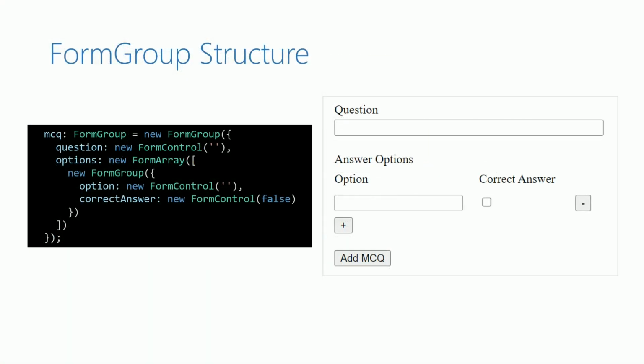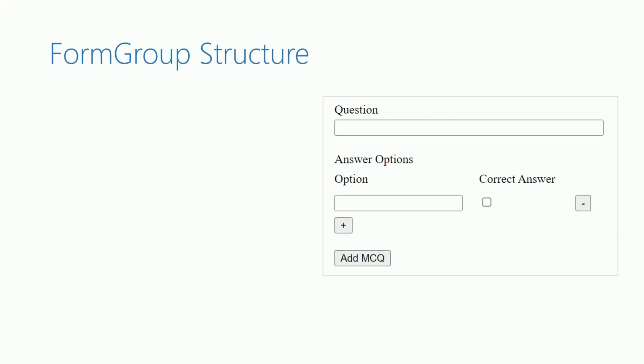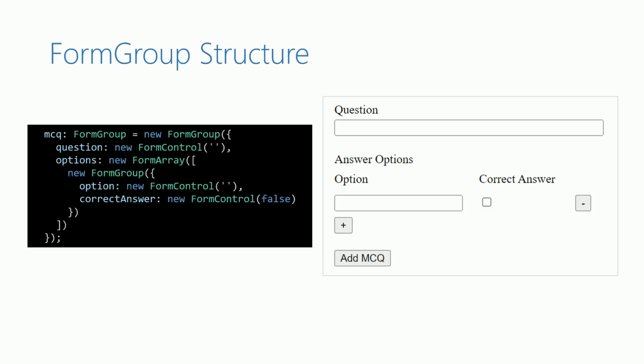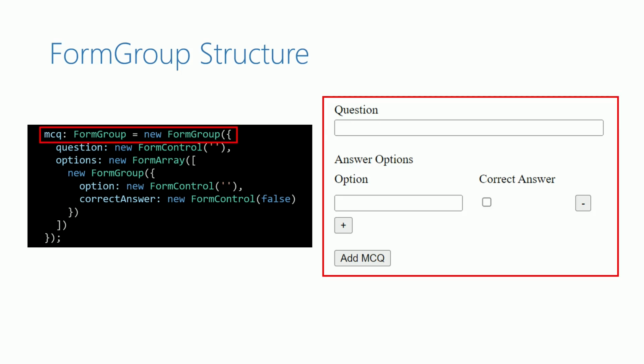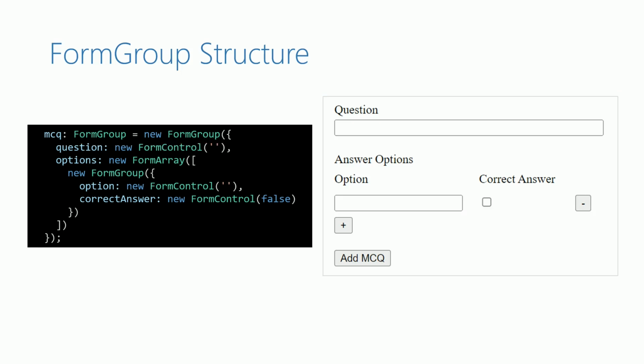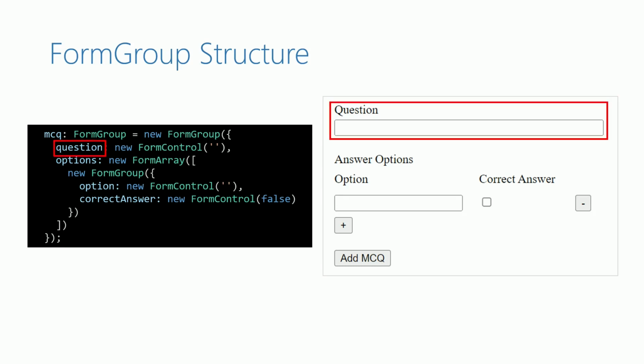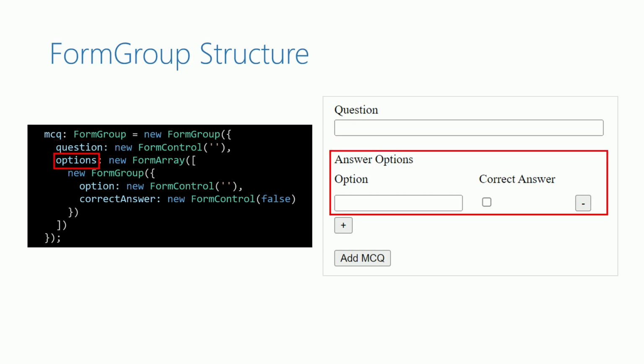This is how the formGroup object for the multiple choice question form is going to be defined. The outermost formGroup represents the form. If you are not familiar with formGroup class, check the video titled formGroup in this course series. This formGroup contains 2 properties. The first property is for the question. The second one is for the answer options.